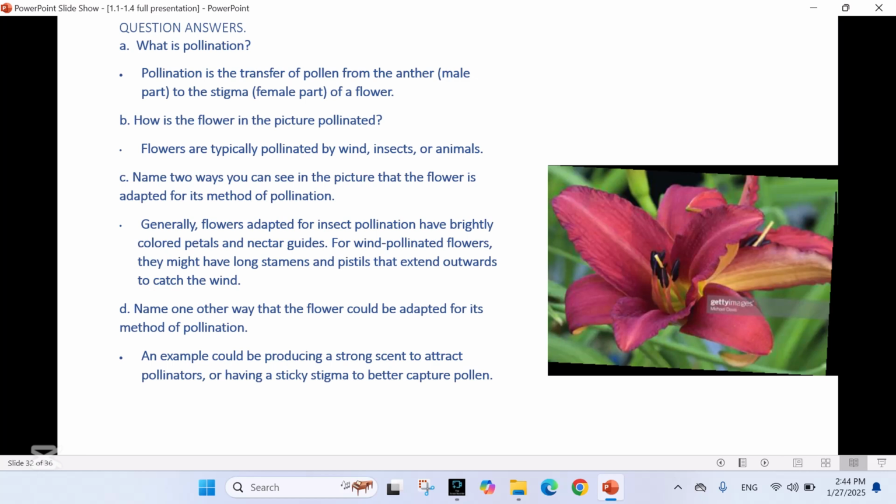Generally flowers adapted for insect pollination have brightly colored petals and nectar guides. For wind pollinated flowers, they might have long stamens and pistils that extend outwards to catch the wind. Part D. Name one other way that the flower could be adapted for its method of pollination. Answer. An example could be producing a strong scent to attract pollinators or having a sticky stigma to better capture pollen.